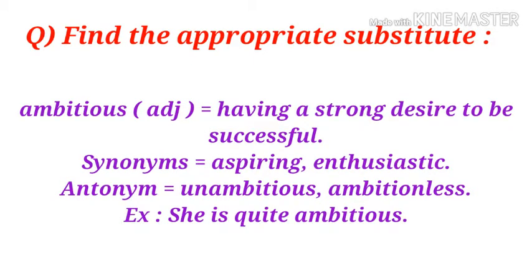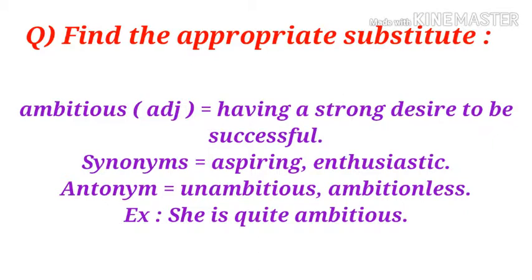Then the fourth word is ambitious. Ambitious is a very common word and all of us are familiar with this. Still, ambitious is an adjective which means having a strong desire to be successful. That means you have lots of aims and ambitions in life. You want to become a successful person and you have a strong desire for it. That is known as ambitious. Its synonyms are aspiring, enthusiastic, and its antonyms are unambitious, ambitionless, etc. For example, she is quite ambitious. So this is the meaning of the word ambitious.